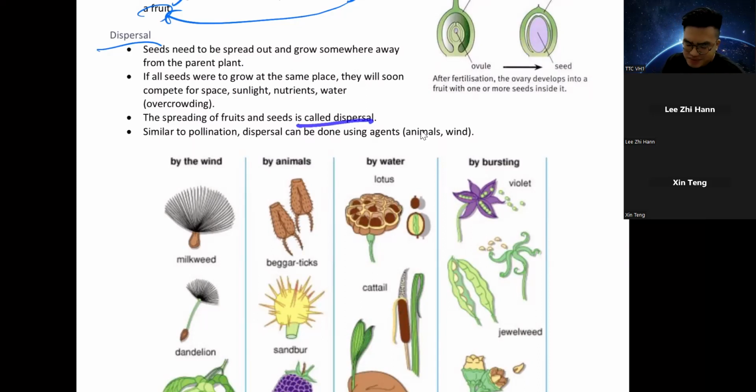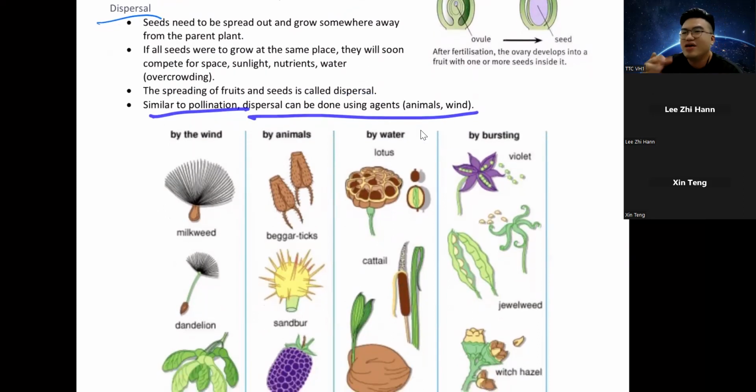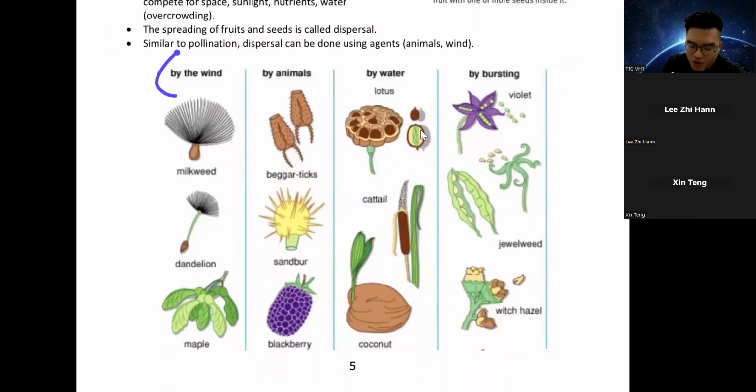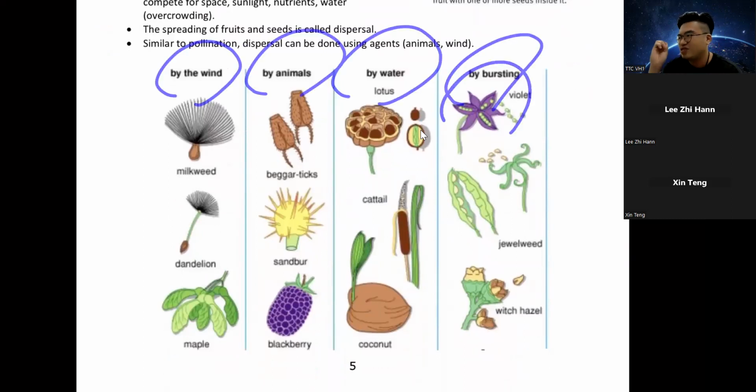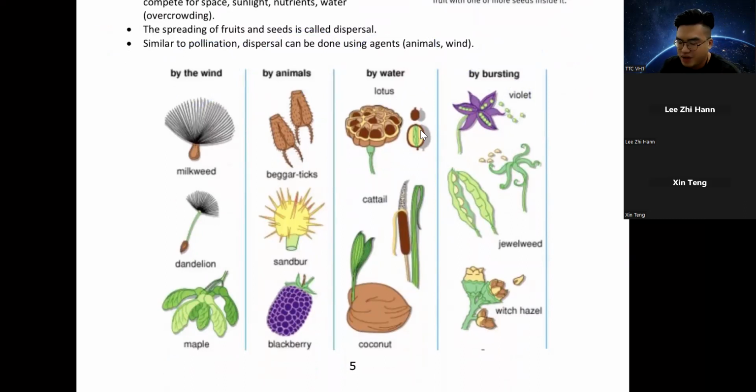Okay, so dispersal. So similar to pollination, dispersal can be done using agents. So usually plants cannot move again, so they have to ask animals to help them, or wind. See, wind, animal, water, bursting. Bursting is like they burst and spread the seed away. This is not very effective because it doesn't go very far, but water is very effective. That's why we have coconut. Coconut can go to different shore, different ocean, different beach.